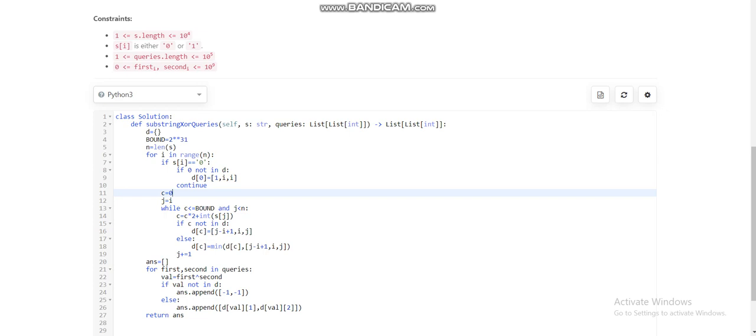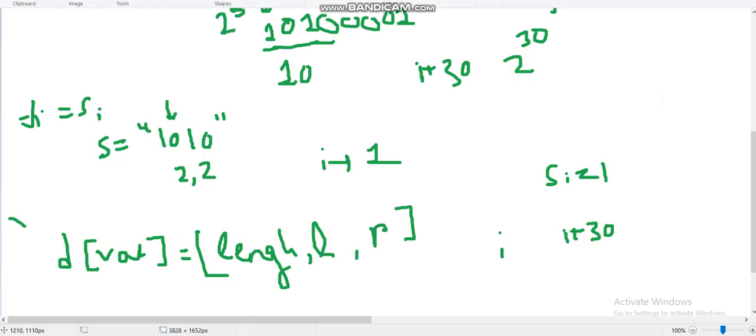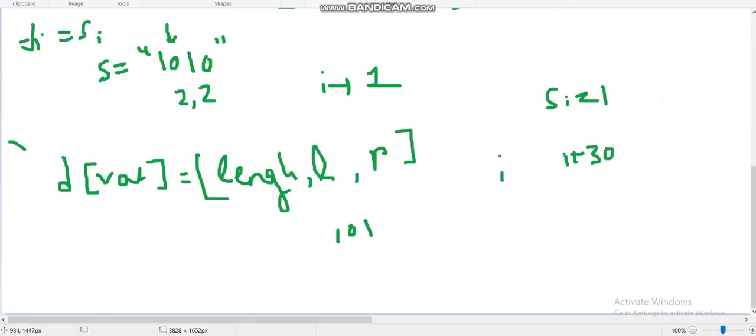Now we are just iterating while j is less than n and c is less than or equal to bound, if s[i] equals 1. So c equals c into 2 plus s[j]. I hope you all know that. Let's say 1 0 1 0 and we are at index I. We will initialize c equals 0. Now c equals c into 2 plus s[j]. So this is quite straightforward.